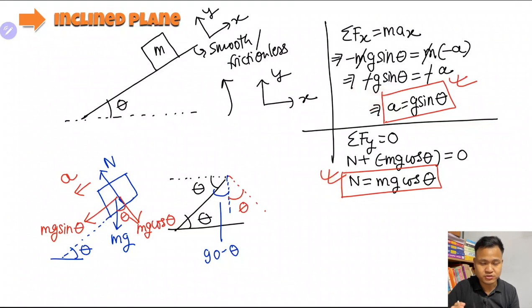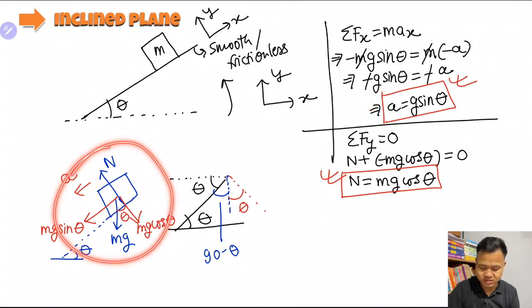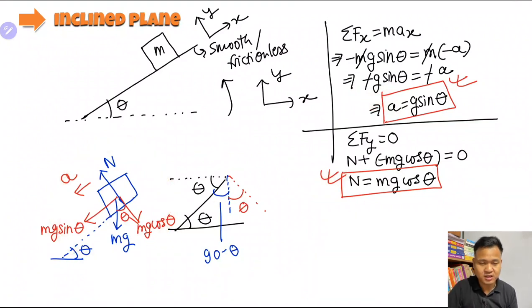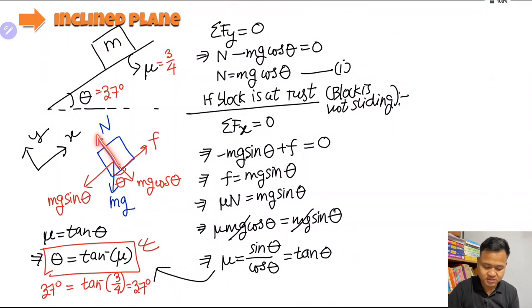The important thing is how you draw these things, how you identify all the forces. So you will have the normal force, mg cos theta, and mg sin theta. Same thing again: N, mg cos theta, mg sin theta, and then the friction force. These things you have to keep in mind. Now let's solve some questions.